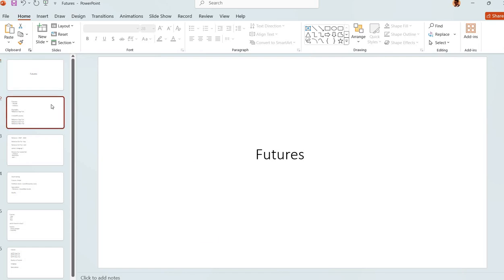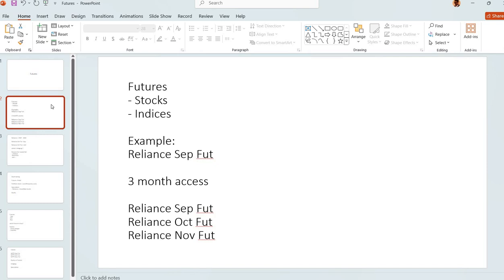Futures. Futures trading can be done in stocks and indices. Stocks means like Reliance, TCS, Infosys, etc. Indices means Nifty, Bank Nifty, Fin Nifty, etc.